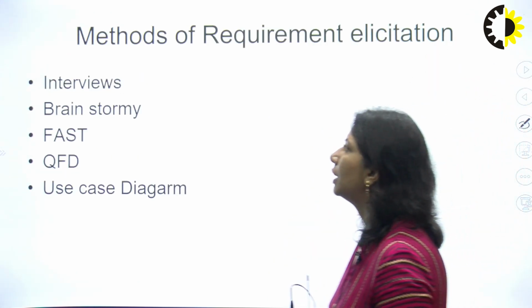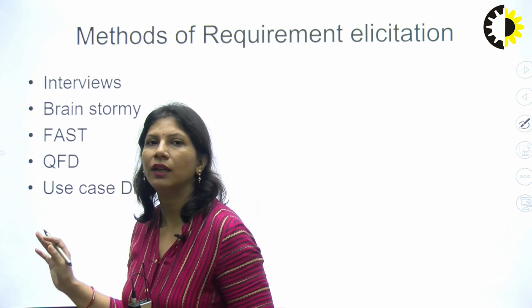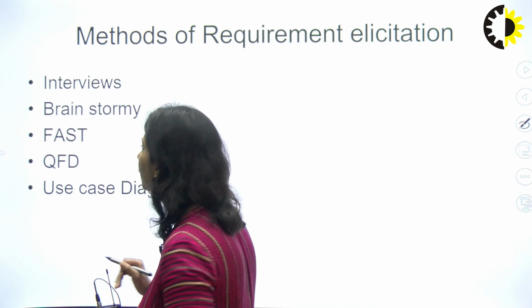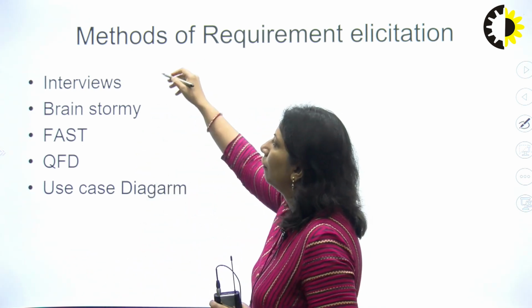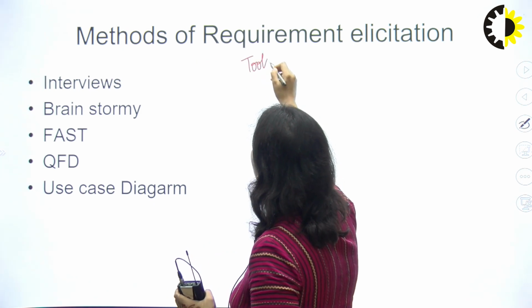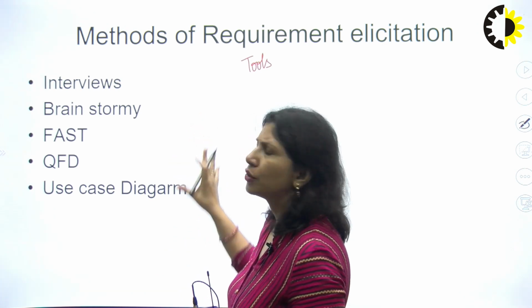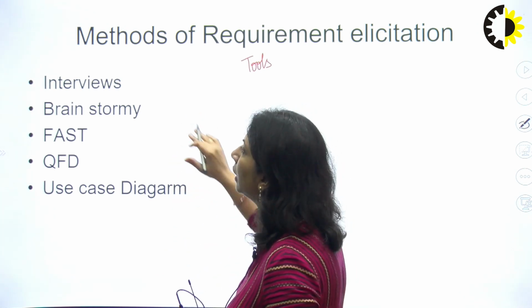Now come some of the methods that we will use for elicitation. These are the 5 methods that we will use for the elicitation purpose. Sometimes these are known as the tools used for requirement elicitation. It is a very important question from the exam point of view also.